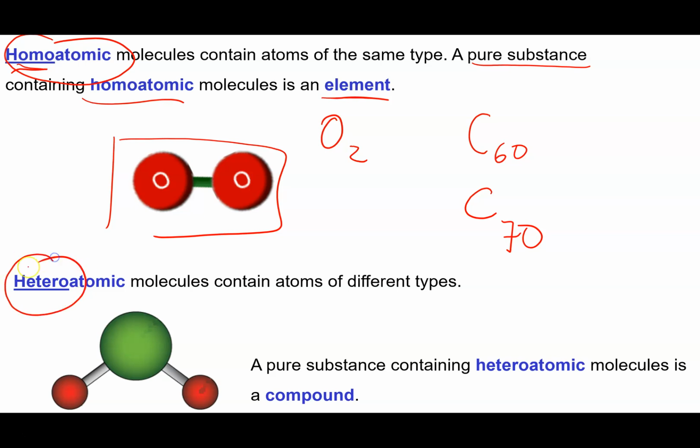Now, heteroatomic molecules are slightly different. Heteroatomic molecules are comprised of atoms of at least 2 different types. So these are always going to be compounds, right? Because you've got atoms of different types present. So in this case, it looks like we've got a water molecule, with 2 hydrogen atoms and 1 oxygen atom. So you can see that we've got 2 different types of atoms there. That makes it heteroatomic. It also makes it a compound.